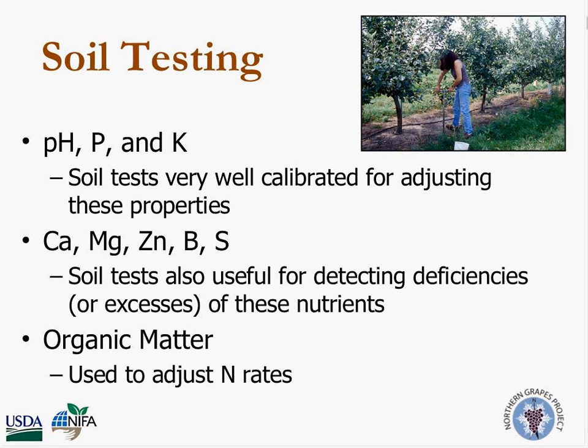We also suggest getting an organic matter test. This is used to adjust nitrogen rates. The higher your organic matter, the more nitrogen will be available to your vines from the soil itself.